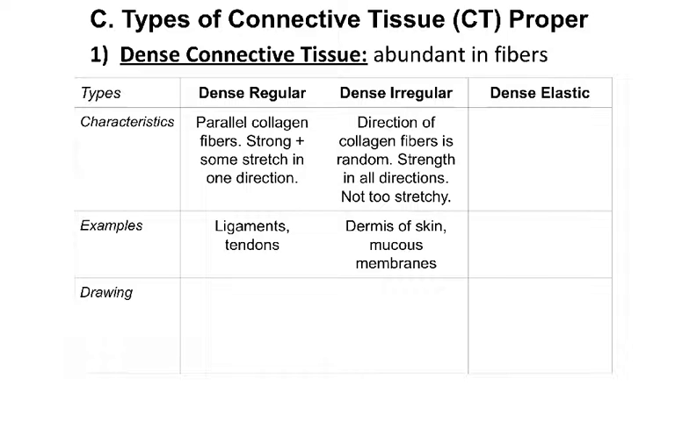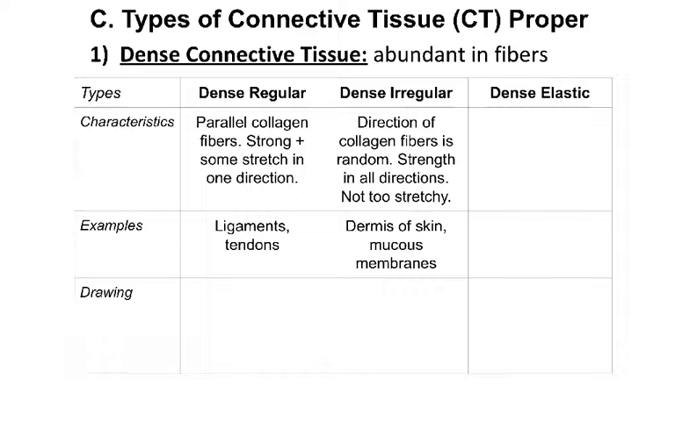The next thing we're going to go over is dense irregular tissue. Dense irregular is dense, so it has a lot of fibers, but the fibers go in many directions. As a result, it doesn't have as much strength in one direction, but it has strength in many directions. And it's a little stretchy, but not too stretchy. It has some strength, but not as much strength as dense regular. But it's spread in all directions.